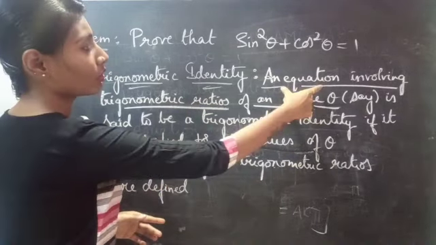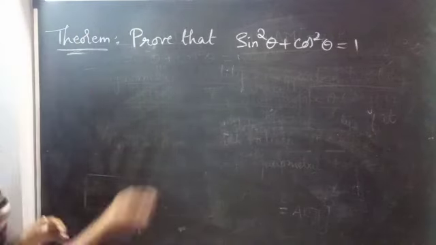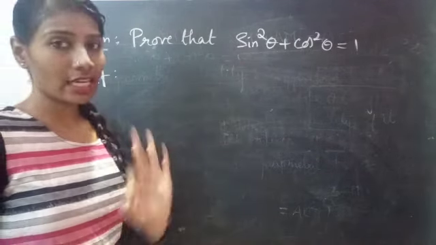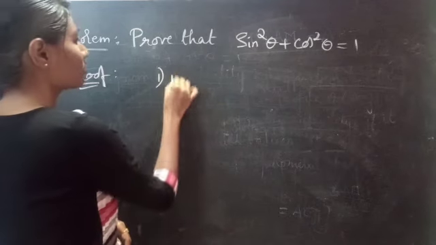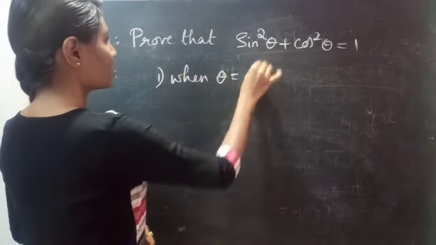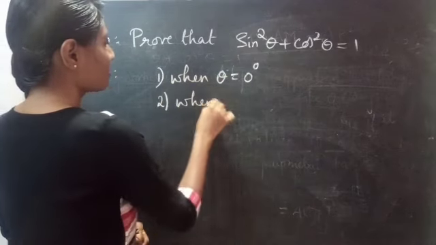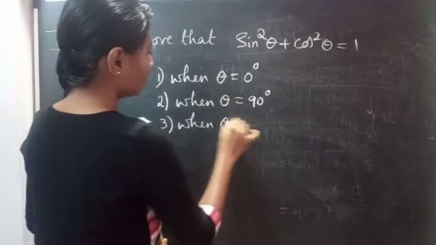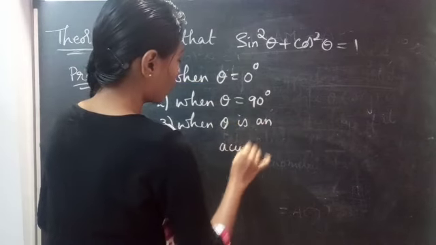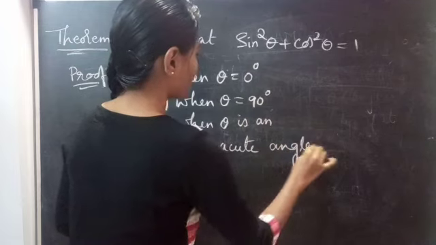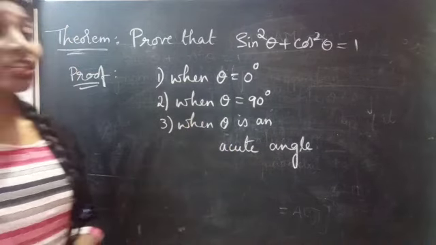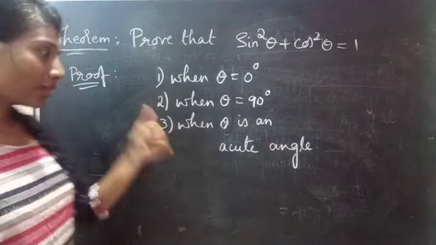Theorem: prove that sin square theta plus cos square theta equals 1. We'll prove this using three cases. First, when theta equals 0 degrees. Second, when theta equals 90 degrees. And third, when theta is an acute angle, for all values of theta for which the trigonometric ratios are defined. Okay, let's see.